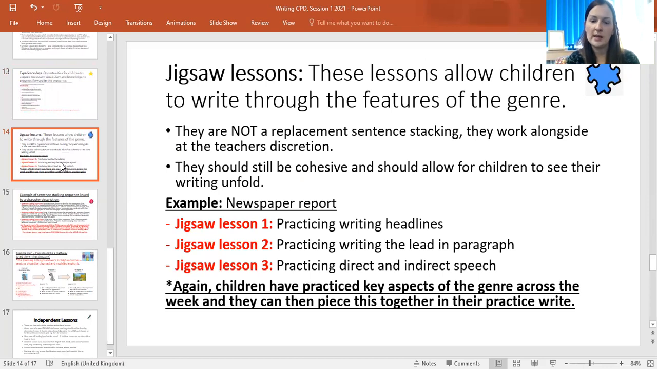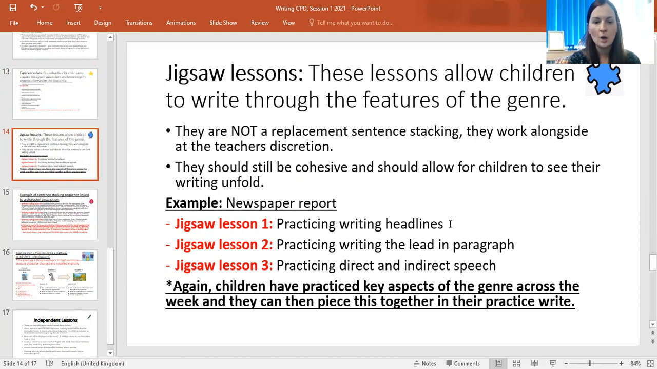Next slide, jigsaw lessons. So I've already touched upon this, sorry. These lessons allow children to write through the features of genre. They're not a replacement for sentence stacking lessons because we know that grammar remains a focus. So your sentence stacking will be within that lesson. For example, I've put an example of what jigsaw lessons might look like within a sequence.